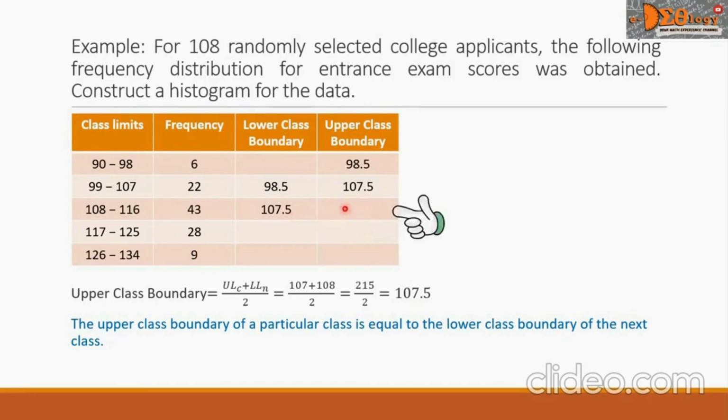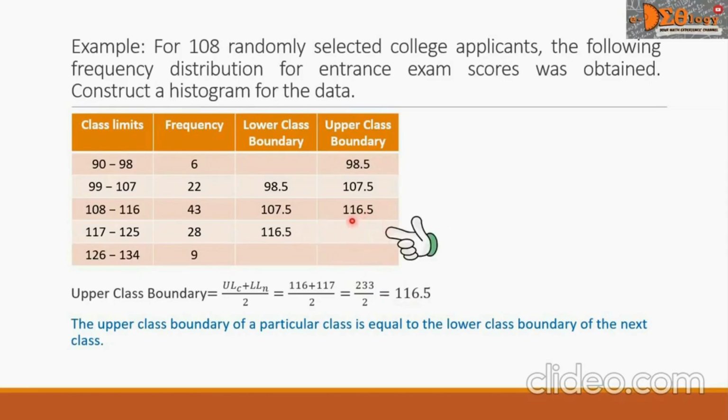Then, let us compute for this upper class boundary of the third class interval. So we have 116 plus 117 all over 2. This is equal to 233 over 2, which is equal now to 116.5. And this value we will copy here. And this 116.5 will be same as the lower class boundary of the next class.